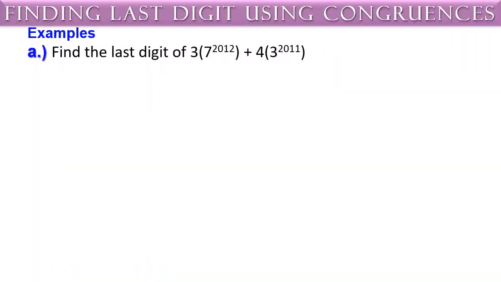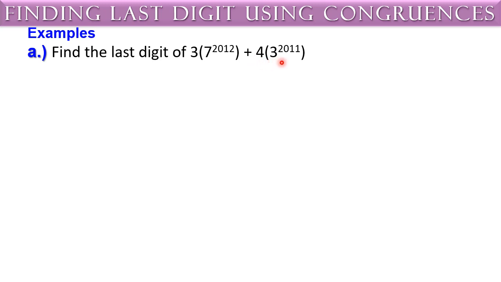At this point, we are going to look at the application of the properties of congruences in finding the last digit of an integer which is raised to another integer. For example number 1, find the last digit of 3 times 7 raised to 2012 plus 4 times 3 raised to 2011. In this kind of problem, we are going to take a look at those integers that are being raised to another integer. In this case, we have 7 raised to 2012 and 3 raised to 2011.